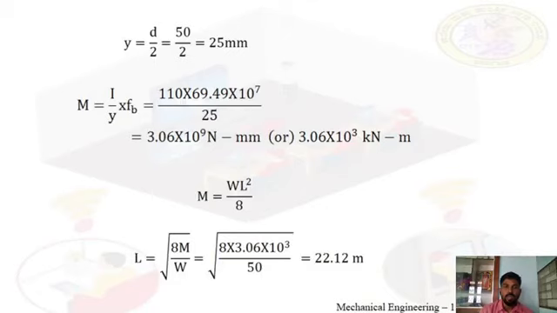For that the moment M is equal to WL square by 8. This I have already explained in session 2. So now modify the formula in terms of L. The L is equal to square root of 8M divided by W. Now substitute all the values to the modified formula. Finally we got L is equal to 22.12 meter. The span of beam is 22.12 meter.